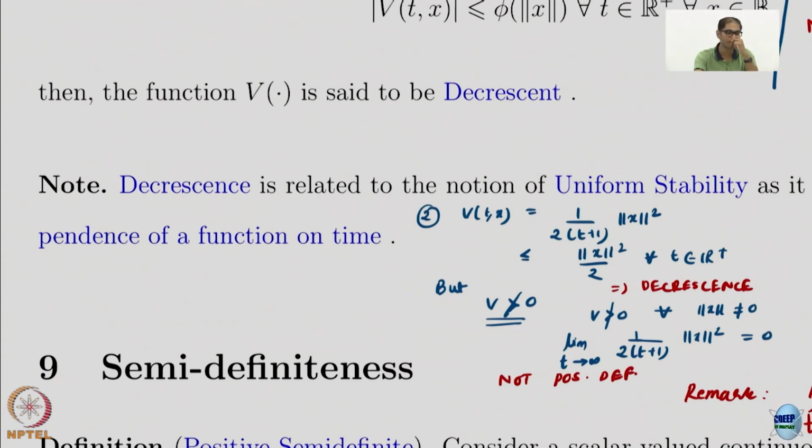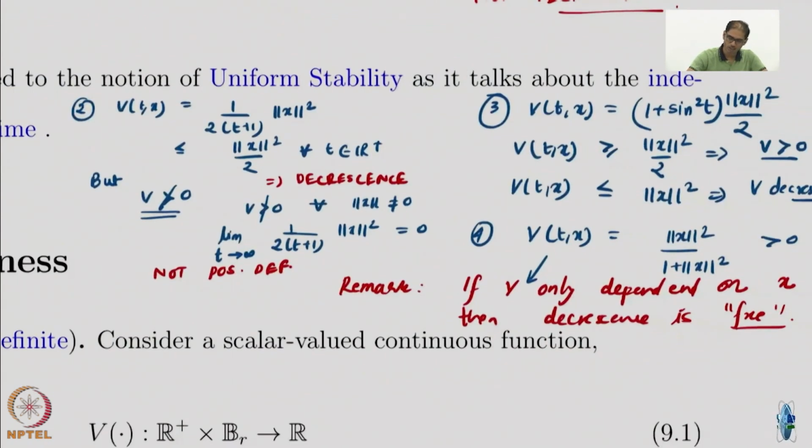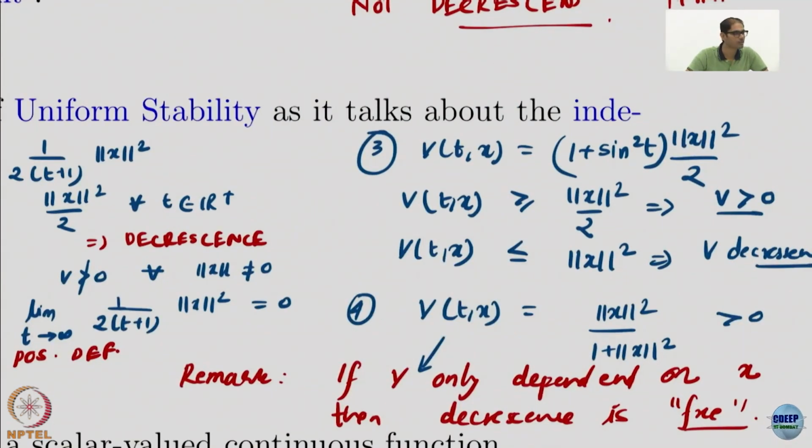So can you tell me if there is a function which is both positive definite and decrescent? How do you think we can get such a function? I gave you an example of positive definite, I gave you an example of decrescent, now I want both. Time bounded function. Yes, a little more, I'd say it is to be bounded on both sides, which is why I had introduced this example earlier.